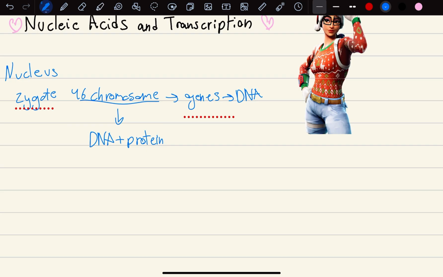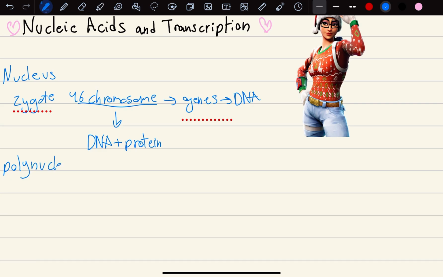So, what are nucleic acids? Nucleic acids are chains of monomers, aka small molecules, called nucleotides. So nucleic acids, also known as polynucleotides, are chains of monomers, or small molecules, called nucleotides. Now, these nucleic acids and nucleotides are hydrophilic, which means that they are polar. Polar means that they are water-soluble. They like water. They're hydrophilic. The opposite would be hydrophobic, which is when they hate water.